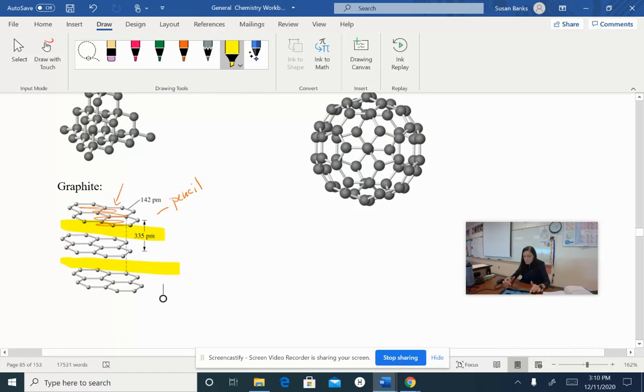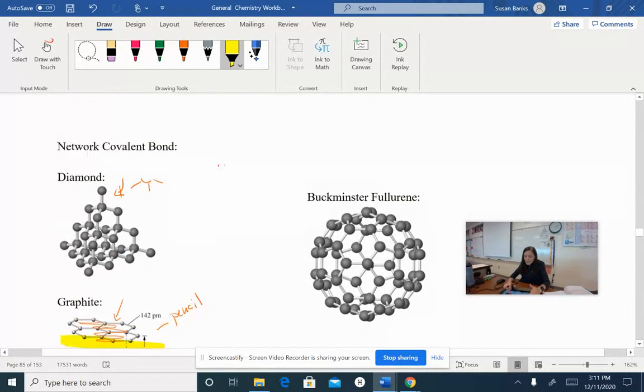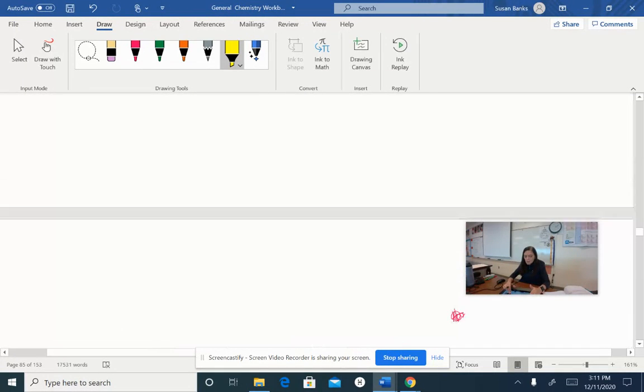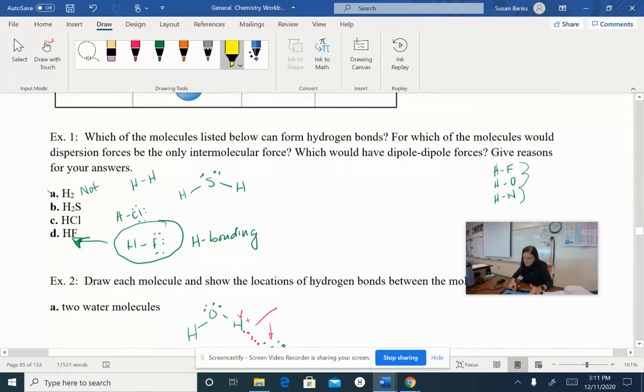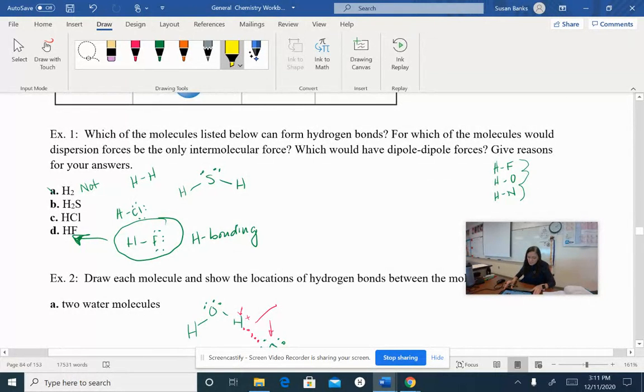Okay? All right. So have a great time. I have some questions for you on Canvas that deal with LDFs and looking at different molecules and telling me what kind of LDFs they are. So I want to have you have some practice with that. So let's go back for these ones back here.